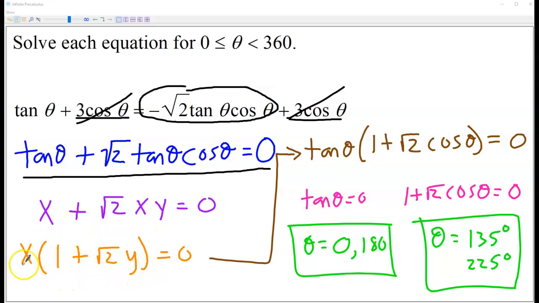Step 4 is to replace the x and the y with tangent and cosine again. Step 5 is to solve by setting each of these pieces equal to 0. And if you solve those, for the tangent you get 0 and 180, and for this one over here, after you subtract 1 and divide by radical 2 and rationalize, you would get 135 and 225. And so there's our final answer for that.